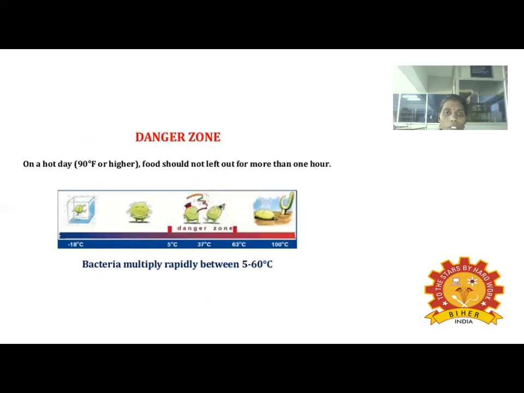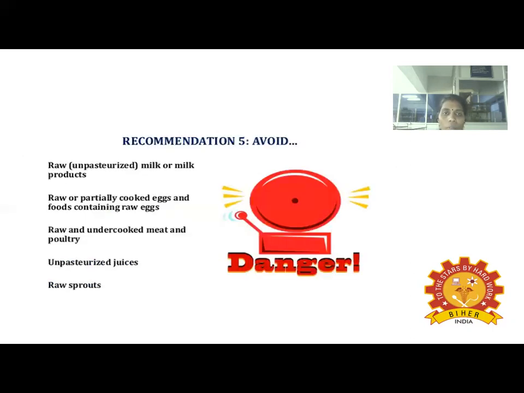The danger zone: on a hot day, 90 degrees Fahrenheit or higher, food should not be left out for more than 1 hour. Recommendations: avoid raw, that is unpasteurized, milk or milk products, raw or partially cooked eggs and foods containing raw egg, then raw and undercooked meat and poultry, unpasteurized juice, and raw sprouts.